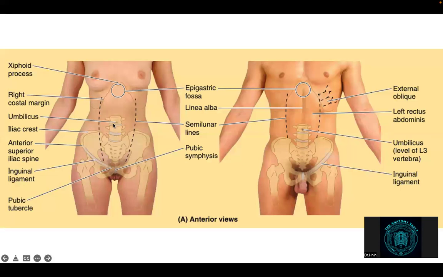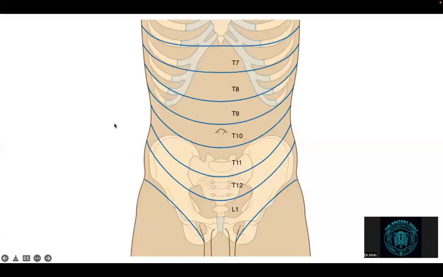The first landmark is the umbilicus, commonly known as the belly button. This is the site where the umbilical cord enters the fetus during development. In adults, it serves as an important reference point for abdominal anatomy. Clinically, the umbilicus lies at the level of the L3, L4 intervertebral disc and corresponds approximately to the T10 dermatome.